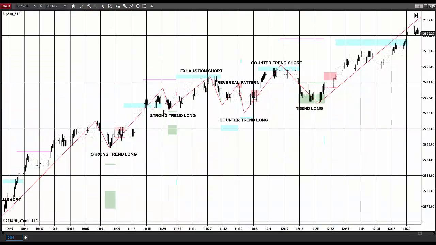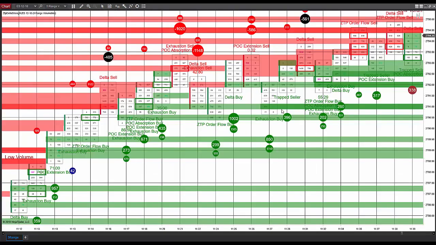After that, we form a strong trend trade followed by another exhaustion short, and that's what it looks like on this bar right here. It's also interesting to note that back here at this price level, giving us support, on the way up, we had the POC order flow, absorption, extension, and exhaustion all going on back here at a price of 2790.50, which is exactly where the market came down to test and exactly where the ZoneTrader Pro buy signal and pattern were given.